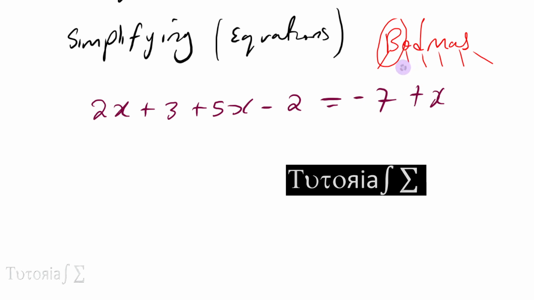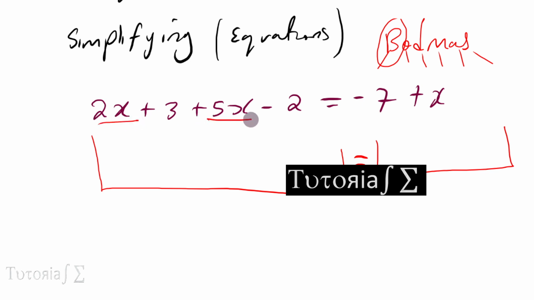O is ordering. So you are grouping all those terms that have x on one bucket, and all those terms that do not have x on the other bucket, and there we put an equal to sign. On this side, the terms that have x, we'll write them first. So we have this one and this one. These are the terms that have x. So we have 2x plus 5x.